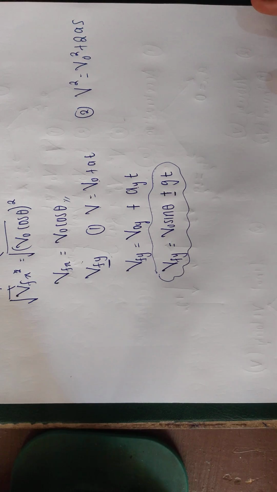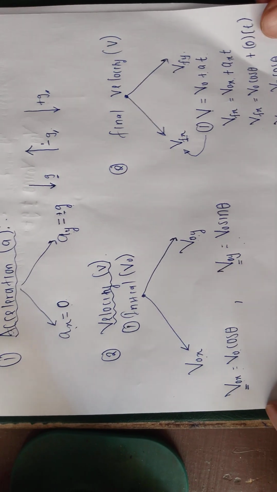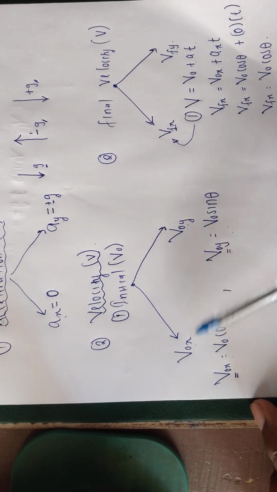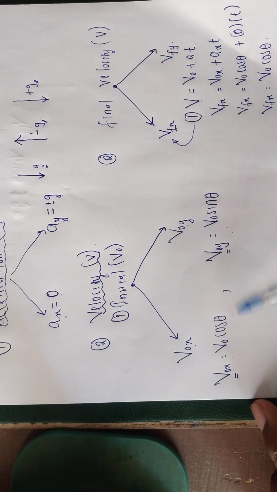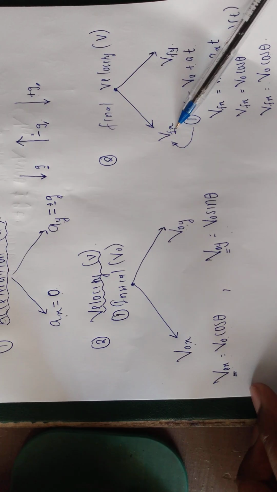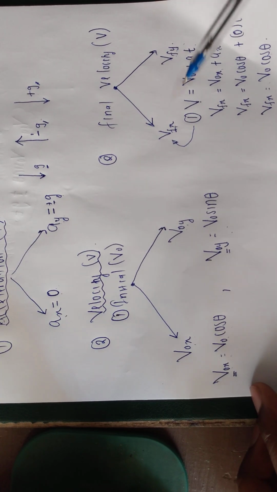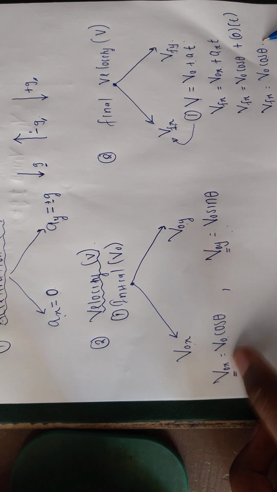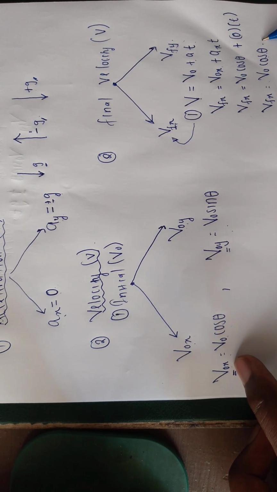Okay? So these are the things that we will be using to solve any questions. So know how to handle your velocity. For velocity, it has the initial, it also has the final. We know how to find the x and y components of the initial. We also know how to find the final for the x and the final for the y. So for the final for the x, this is the formula that you are going to be using, which is similar to this one because there is no acceleration in the x-axis.